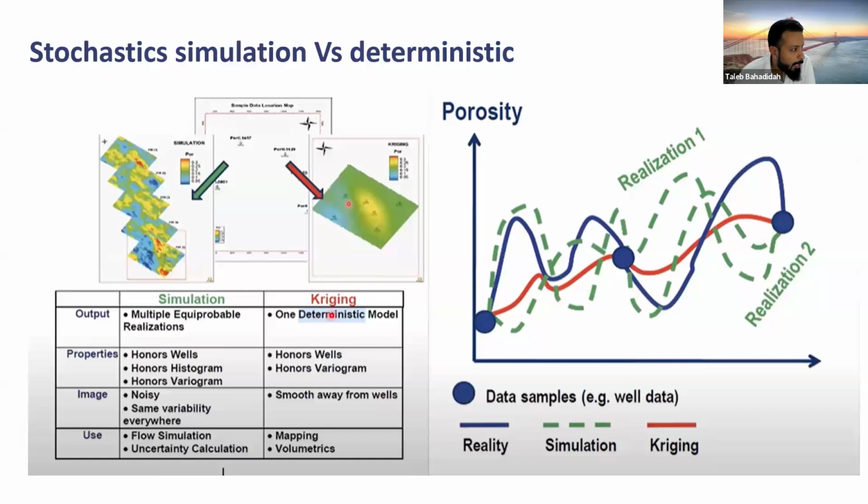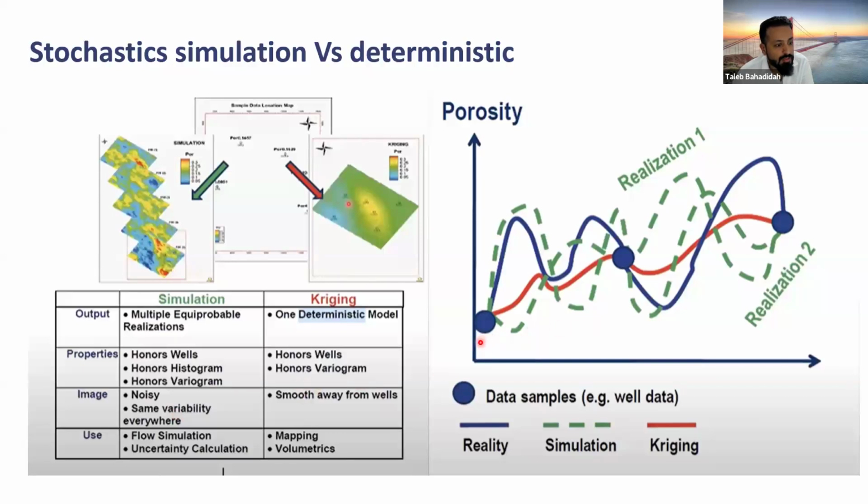Okay, we go to simulation and kriging. The output will be many in the simulation, which is stochastic, and the kriging will have one model and property. Of course, in both of them, they are going to honor the wells and variogram, but in the simulation, you are also honoring the histogram. So this is an advantage for simulation. And also the image has high noisy variability. And in the kriging, you have smooth.